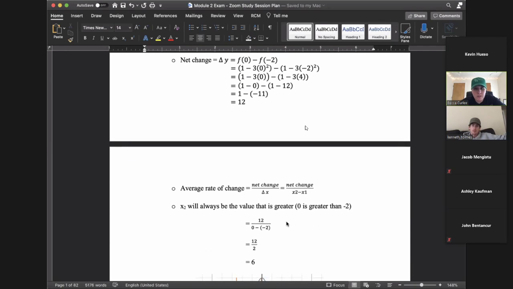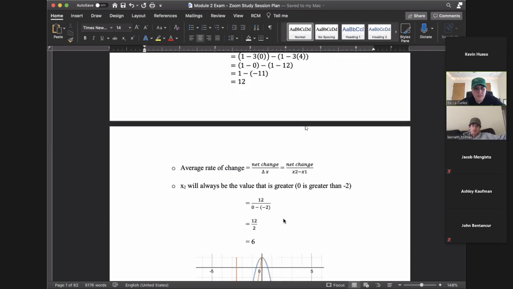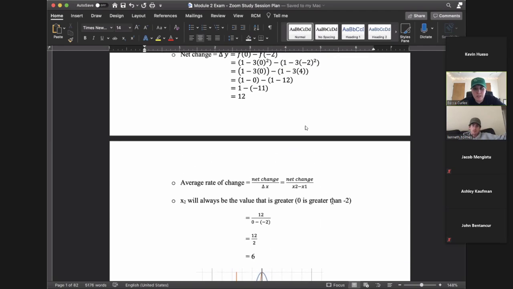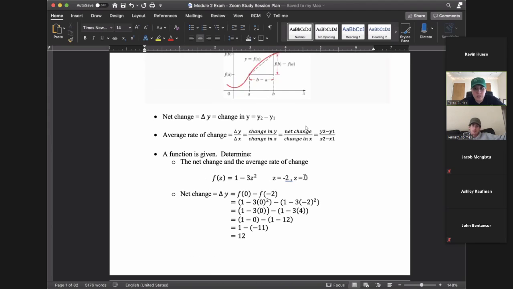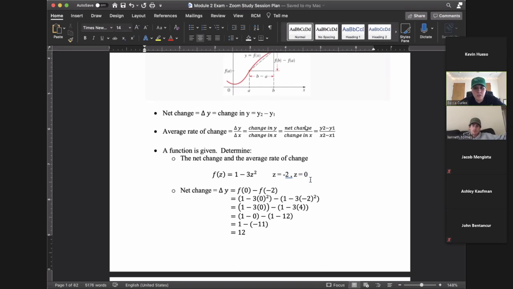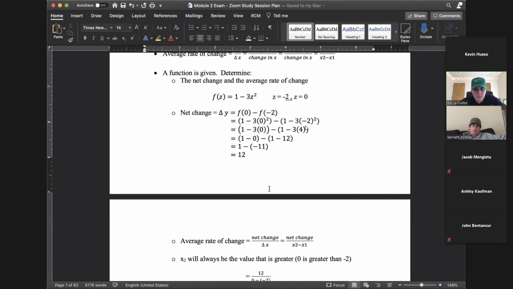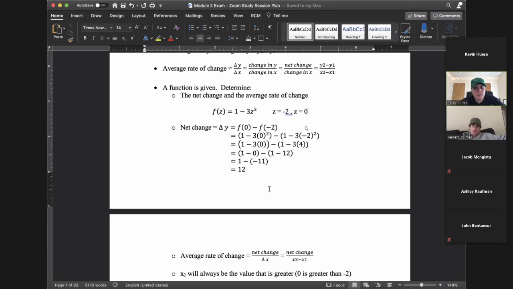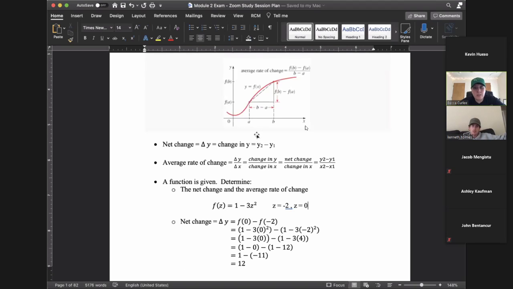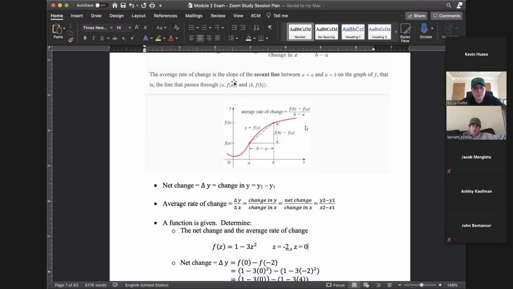Yes, the x2 will always be the value that is greater. So 0 is greater than -2, so that's going to be your 2 right here. This will be your x sub 2 that you're subtracting, or your y sub 2 in this case, because it's net change. Basically, whichever one is greater is the one that you're going to take first and subtract from. Exactly. Average rate of change is going to be that secant line right there. It's a slope, same thing as slope.